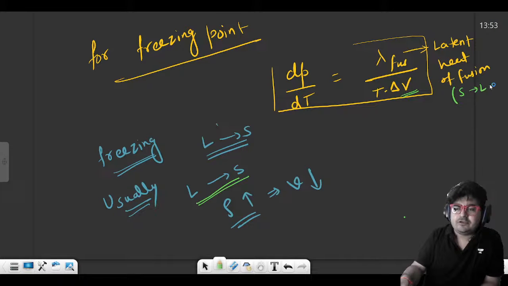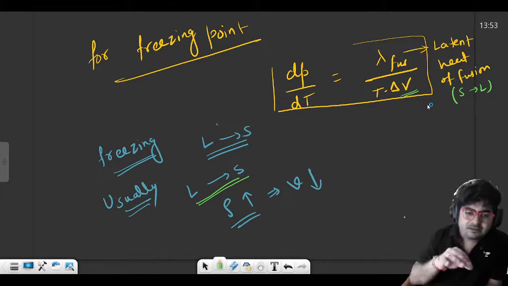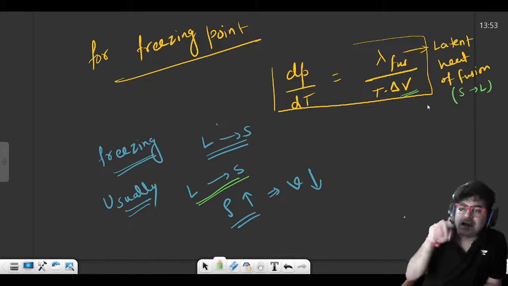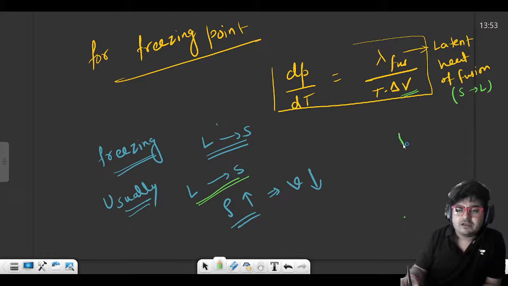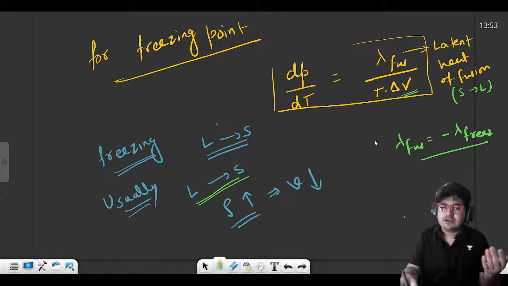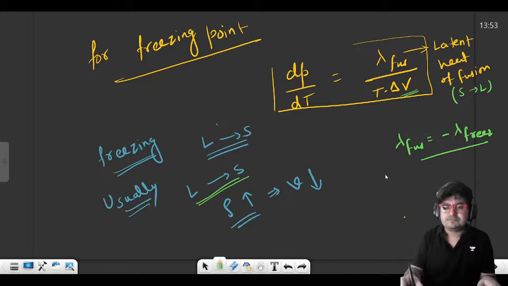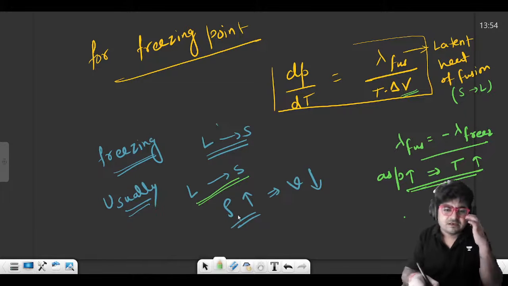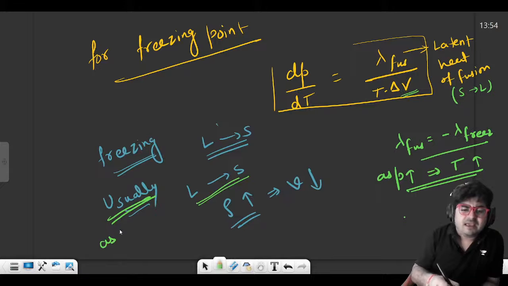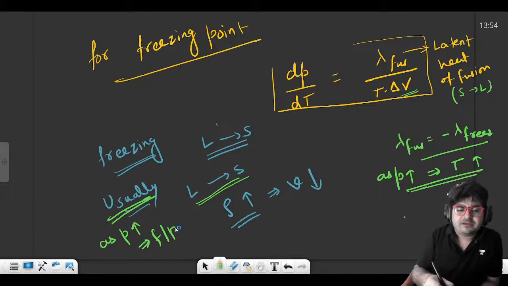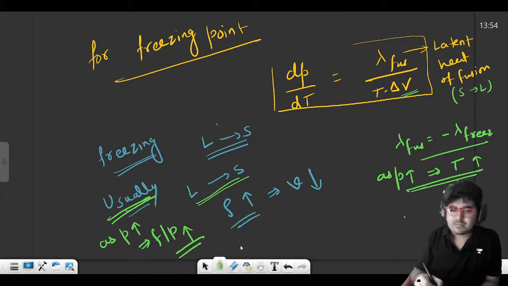Latent heat of fusion is for solid to liquid. Latent heat of fusion means melting. बट जब हम यहाँ पे बात करेंगे फ्रीजिंग के लिए तो ये बन जाएगा माइनस ऑफ लेटेंट हीट ऑफ फ्रीजिंग, बिकॉज यू नो दैट latent heat of fusion can be written as minus of latent heat of freezing. So minus and this minus will become positive. So ultimately you can see as pressure increases, मैं यहाँ लिख देता हूँ, as pressure increases, the temperature will also increase. Means usually for the substance, as pressure increases, their freezing point will also increase.